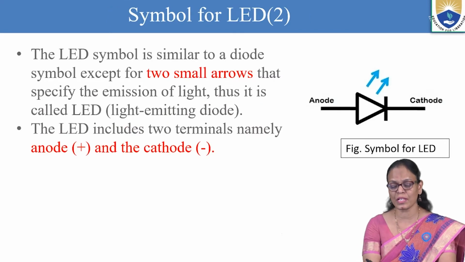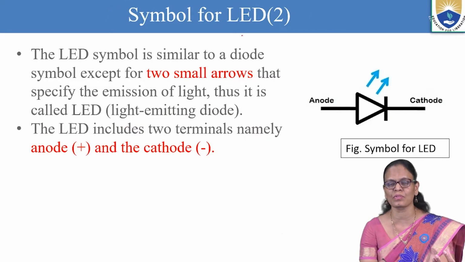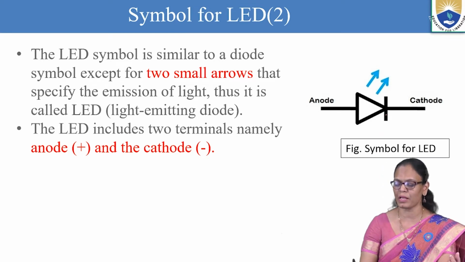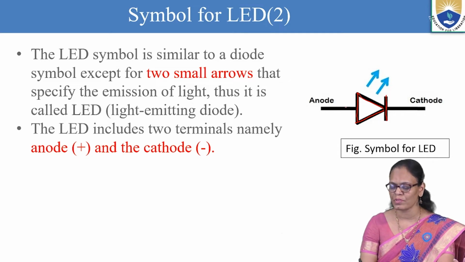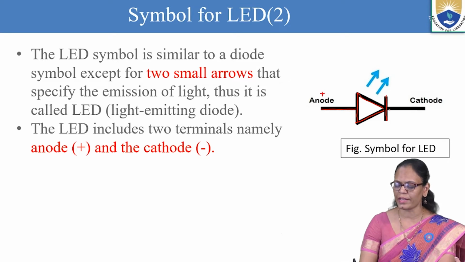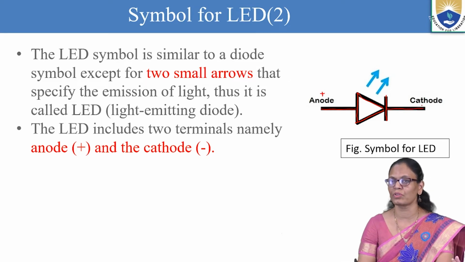So now coming to the symbol for LED. Whenever we are drawing a circuit and we have to denote an LED, we use a symbol to denote the LED. Here, this is the symbol for LED. What we have here is a triangle with a vertical line. This side denotes the anode, positive, and this side denotes the cathode.